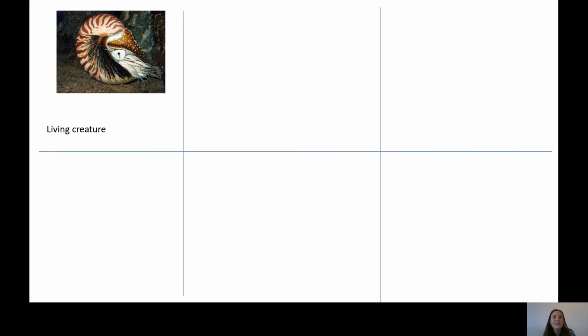All right, so that all that's left is the hard parts, so maybe the skeleton or the shell. Okay, so in my second box here, I might draw a picture of a skeleton to show that that's all that's left and explain what has happened between this living creature and now the skeleton.